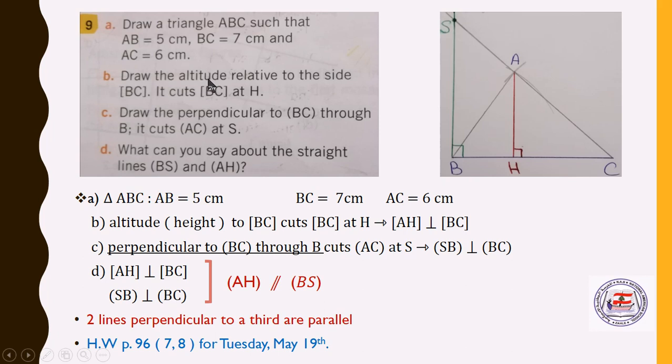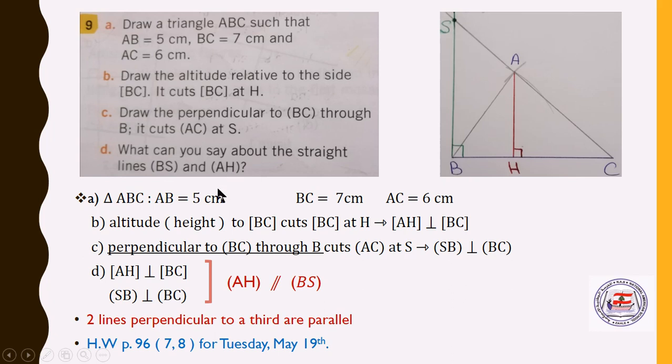Draw the altitude relative to the side BC. The altitude cuts BC at H. Draw the perpendicular to BC through B, that is at B. It cuts AC at S, line AC. This means that we can make the line longer and longer as much as we can. What can you say about the straight lines BS and AH?